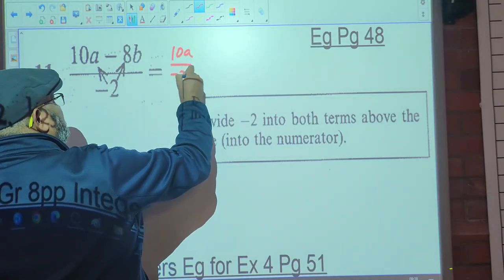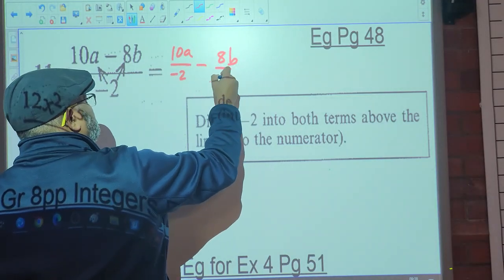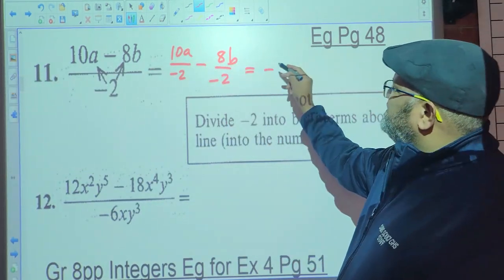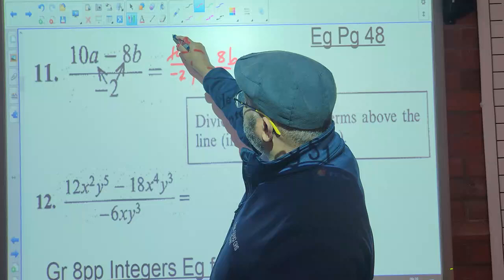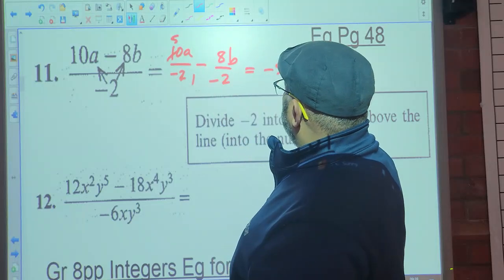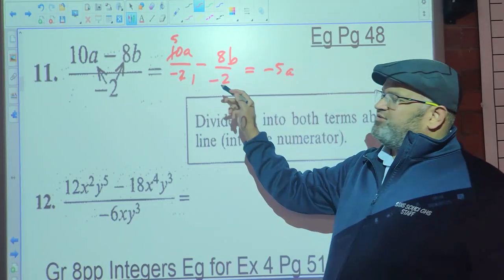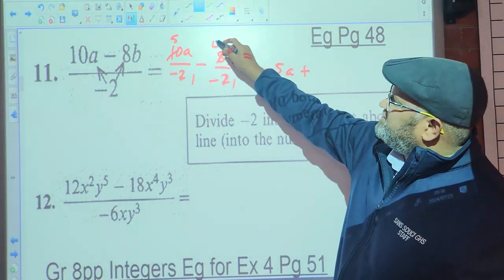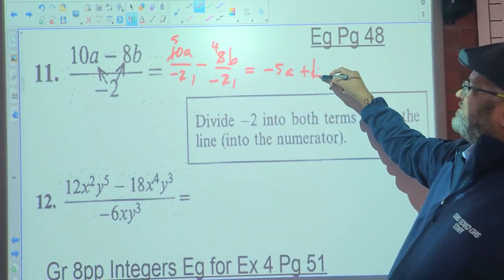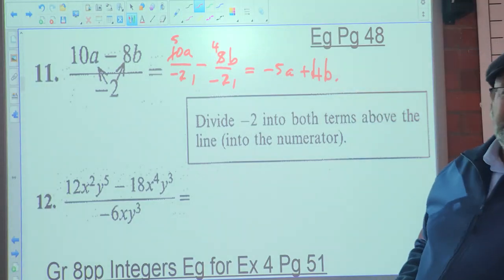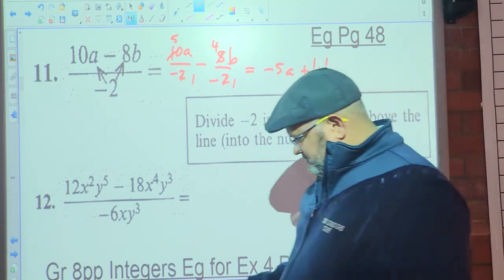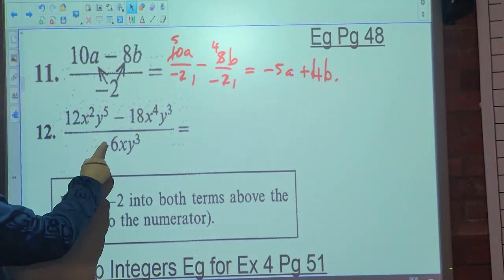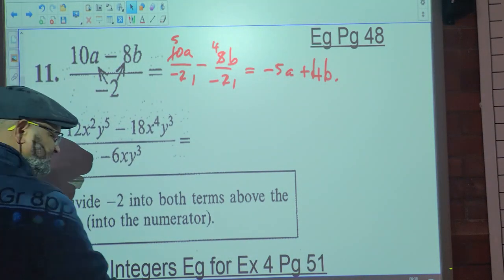Okay, so it's 10a over negative 2 minus 8b over negative 2. What's positive divided by negative? Negative. 2 goes into 2 once, 2 goes into 10? 5 times. 5a. 8b. What's negative divided by negative? Positive. 2 goes into 2 once, 2 goes into 8? 4. So it's 4b. Okay. Any confusion there? No? Look at the next one.